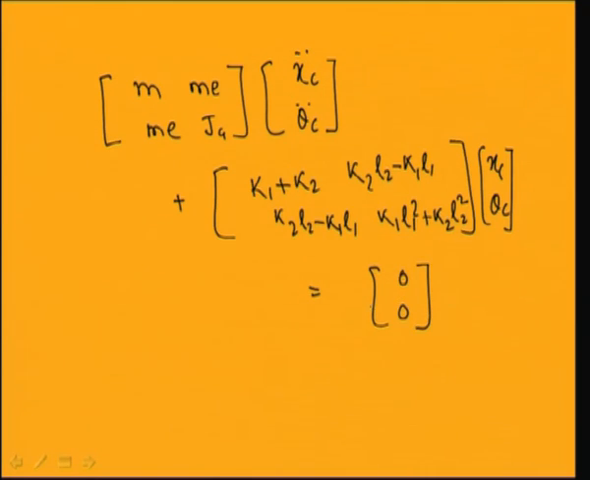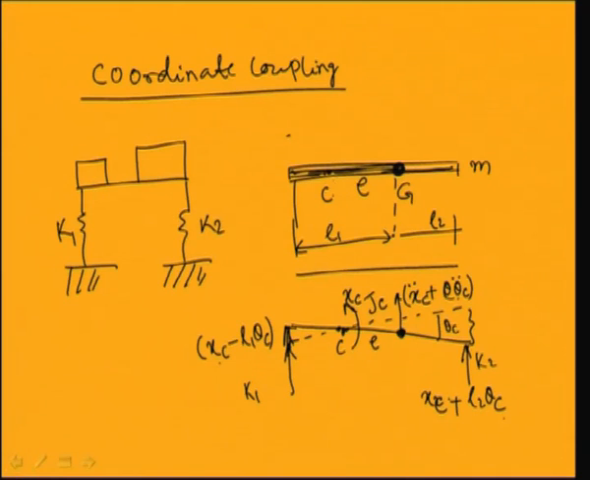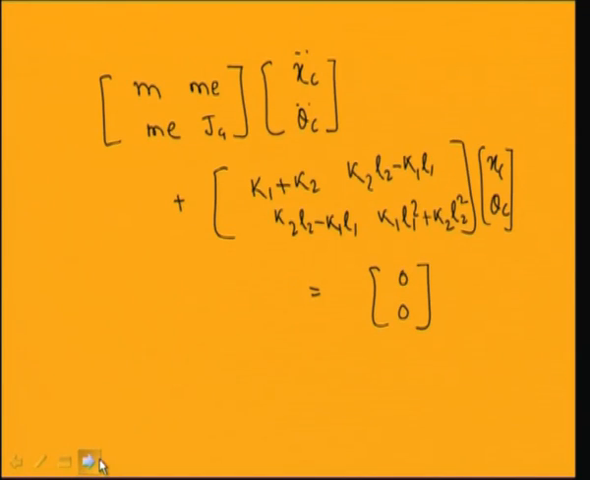So in this case you just observe that by taking a coordinate system at position c, I am describing the motion of the system by taking a coordinate system here, that is the translational displacement x c and rotational displacement theta c. So I am obtaining an equation of motion where both the mass matrix and stiffness matrix are coupled. So the system is both dynamically and statically coupled.